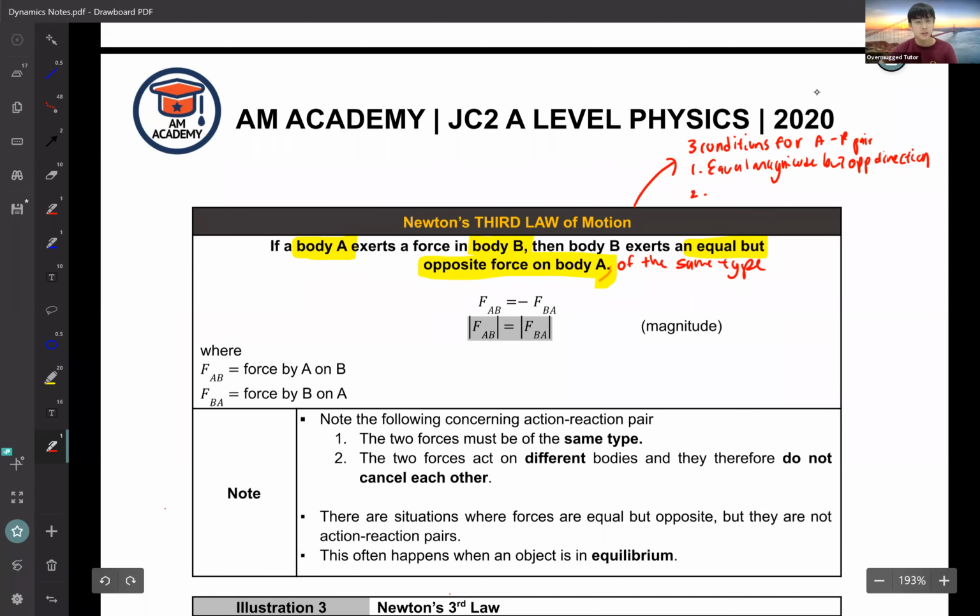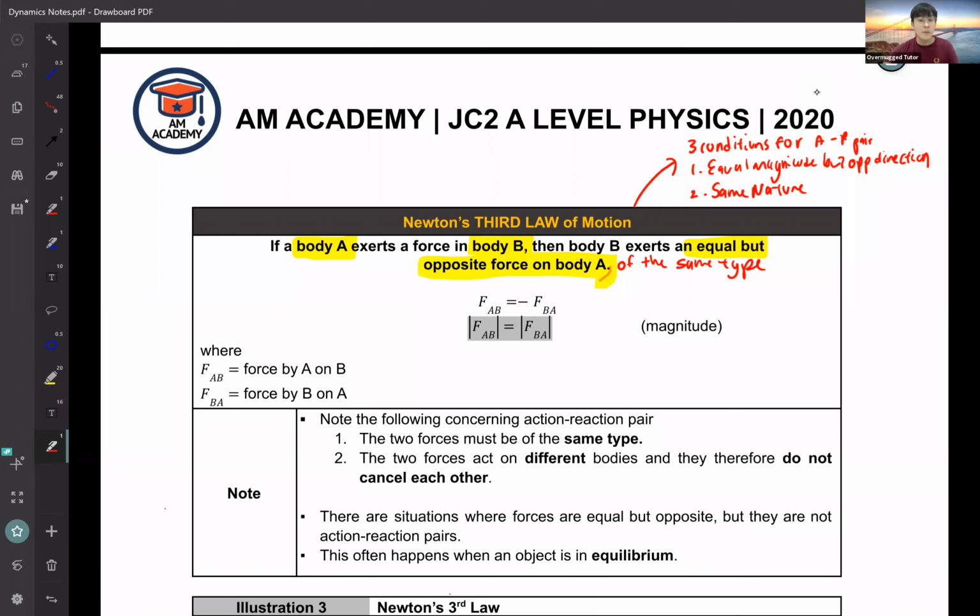The second thing that you need is for both of them to have the same nature. This is what we've covered just now. When I talk about nature, I'm referring to the type of force, meaning a gravitational force, a magnetic force, an electric force, or a contact force. They have to be the same kind of force. It's a very important rule here.